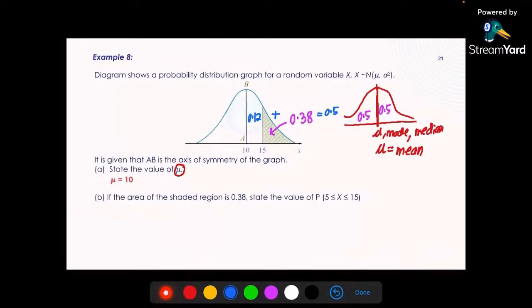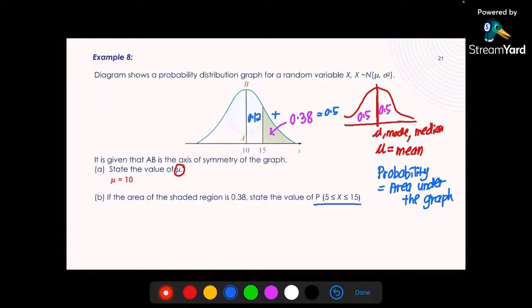P, X is between 5 and 15. So P, okay, forget to tell you that P, probability, P is a symbol of probability. It is equals to the area under the graph. Yang 0.5 tu adalah area under the graph, sebenarnya sama juga dengan nilai probability. So kalau belah kiri 0.5, sana pun sama juga, sama je lah. And then you know that this is symmetry.